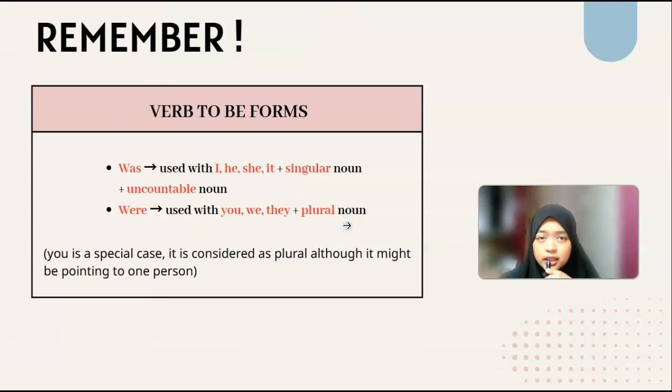So what about countable noun? Okay, so the verb to be form for countable noun depends on whether the noun is singular or plural. If the noun is a singular noun, then you have to use the verb to be was. If the noun is plural, then you have to use the verb to be were. Okay, and always bear in mind that the noun you is a special case. It is considered as plural, although it might be pointing to one person. So when you are using the noun you, you have to use the verb to be were, because it is a special case. Okay, so let's move on to the next slide.